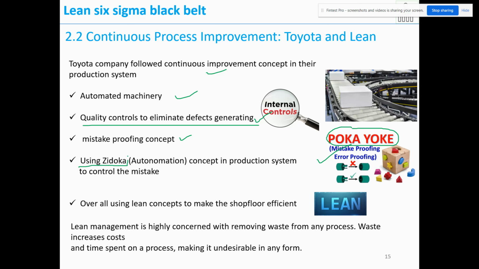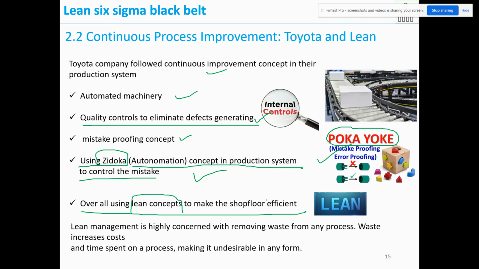Jidoka is a Japanese word, an automation concept in the production system to control mistakes. So what is this Jidoka? It is nothing but, if any mistake happens, it will correct itself and run the process. That is called automation. Overall, they are using lean concepts to make the shop floor efficient. That is the Toyota way.